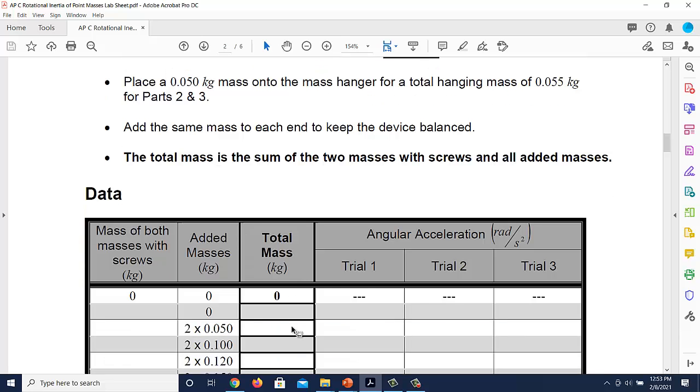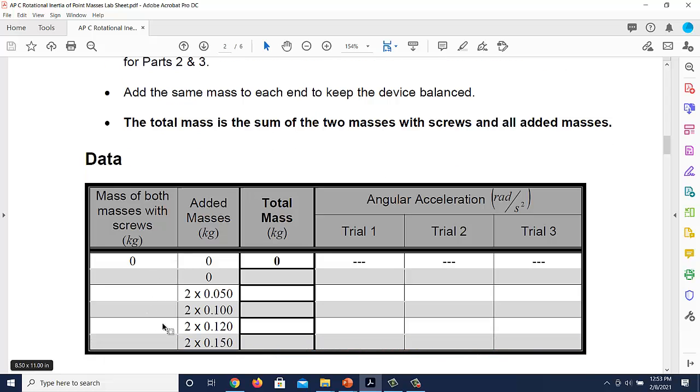The total mass that we're looking at then is the sum of the 2 brass masses with their screws, which you'll list in this column, plus masses that you'll add. Now you'll notice when I said added masses, the first one is 0 added mass because you're just going to do the 2 brass masses with the screws. That'll be the total mass too, right?